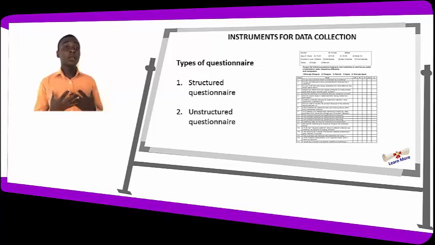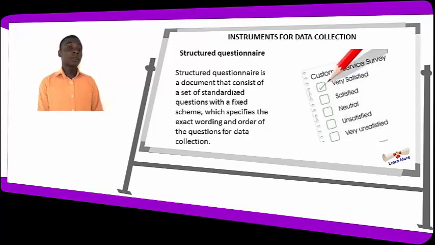So let's look at structured questionnaire. A structured questionnaire is a document that consists of a set of standardized questions with a fixed scheme which specifies the exact wording and order of the questions for data collection. Structured questionnaire most times comes with objective questions, of which the answers are already predicted for the respondent to choose. So it is a kind of questionnaire that comes with objective questions.